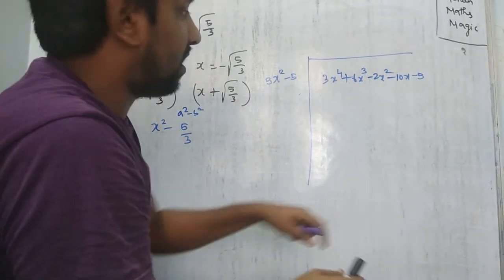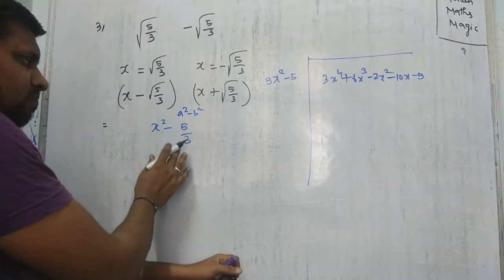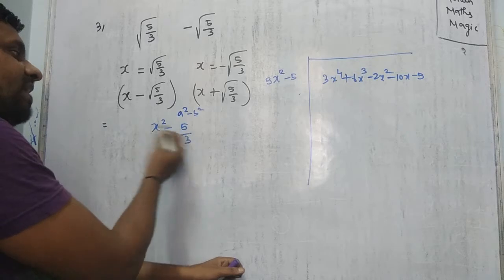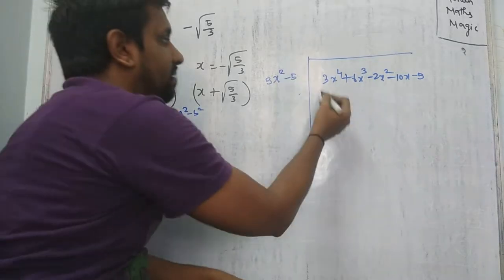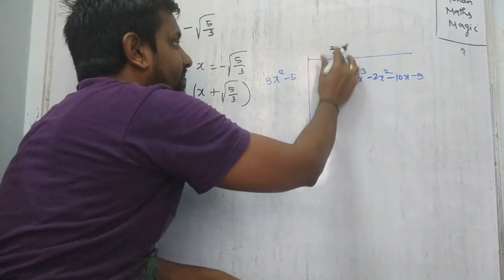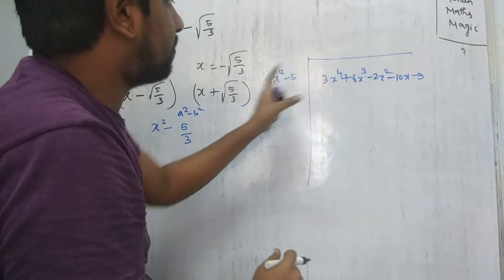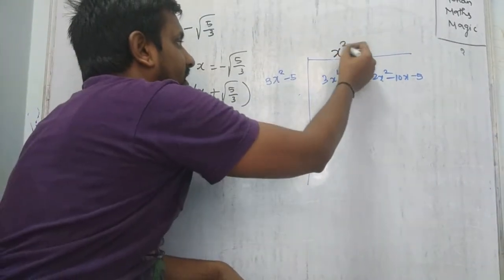If a fraction comes, it is difficult, so I took the LCM. Don't worry about that denominator 3, it is just a shortcut: 3x square minus 5, normal LCM. Now dividing, in the numerator, first term by first term: 3x power 4 by 3x square gives x square.